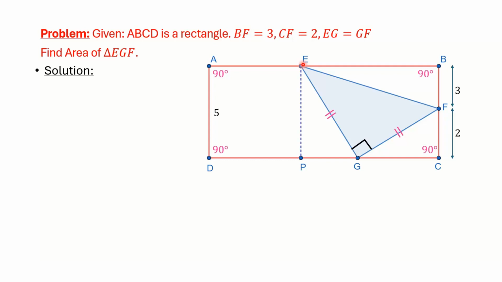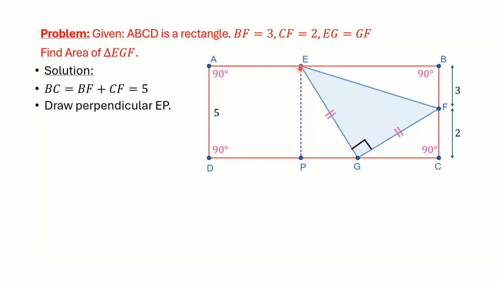Now to solve this problem I will do some construction and I will use the idea of congruent triangles. So let us try to see how we can solve this problem. The first thing I can say is that this length BC equals BF plus FC. So this is 3 and this is 2. So BC is 3 plus 2, that is 5 units.